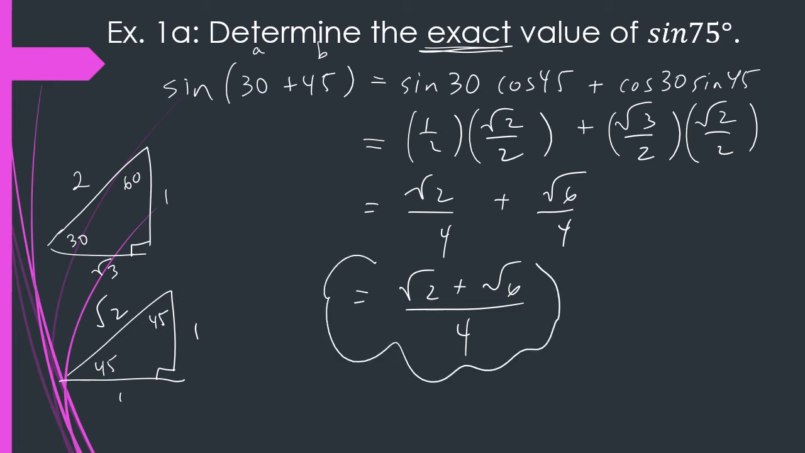That's what I'm expecting to see. You could always check your answer. You could type in root 6 plus root 2 divided by 4 into your calculator. Then type in sine 75. That decimal should be exactly the same. In fact, we know what it is. It's supposed to be 0.966 when you round.